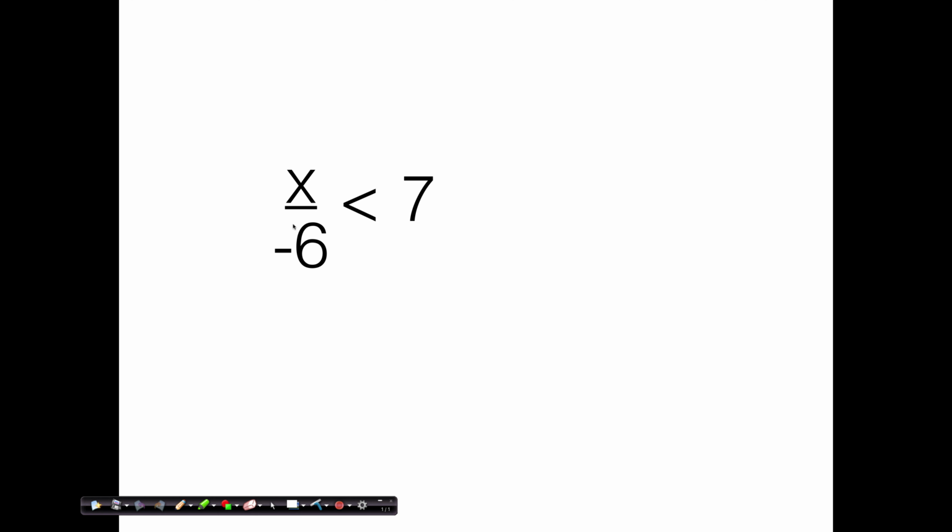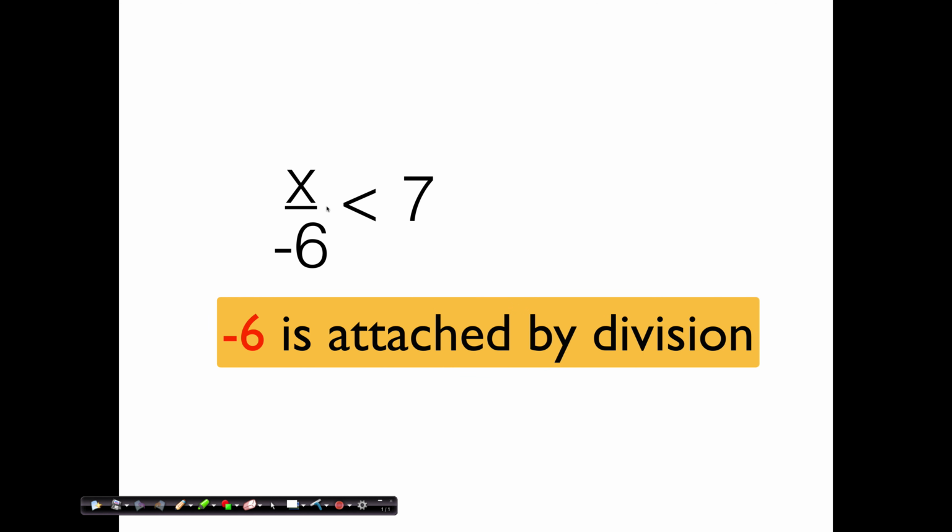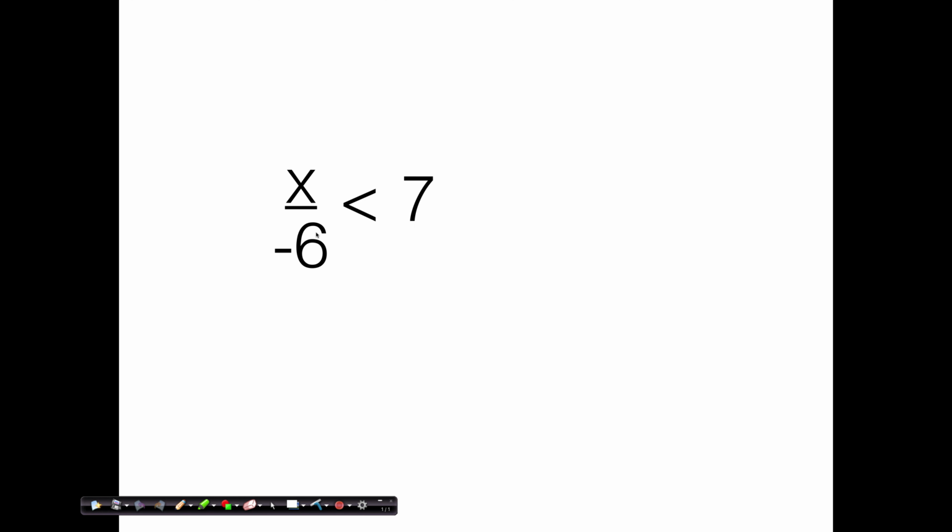So in this problem we have x divided by -6 is less than 7. Keep in mind that the goal is to isolate this variable, and the term that's attached to the x is attached by division. Since it's attached by division, we want to use multiplication to be able to cancel out our -6 and move it over to the right side. So we're going to multiply by -6, right? Because by doing this, we'll be able to cancel out the division of x by -6. So that will cancel out, giving us x by itself.